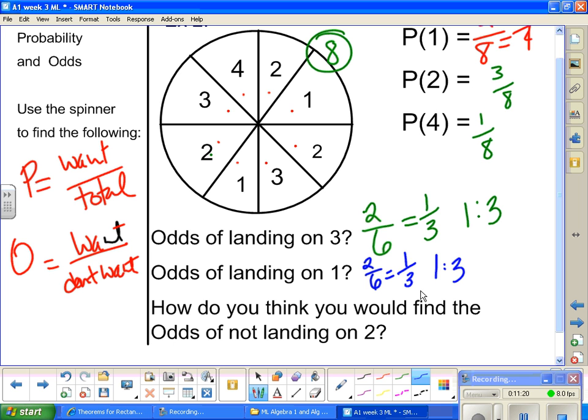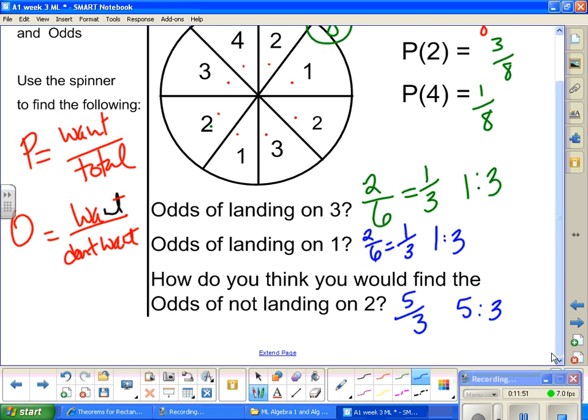Okay, so how do you think you would find the odds of not landing on a 2? So, in a sense, you're writing an opposite of the normal way you would write the odds. What are the odds of not landing on a 2? That means you would land on everything else. So there's 1, 2, 3, 4, 5. And then how many 2s are there? There's 3 2s. So it would be the odds of 5 to 3. So in a sense, it would be the opposite. You would just take the reciprocal of the fraction that you would find if you were trying to find the odds of picking a 2.